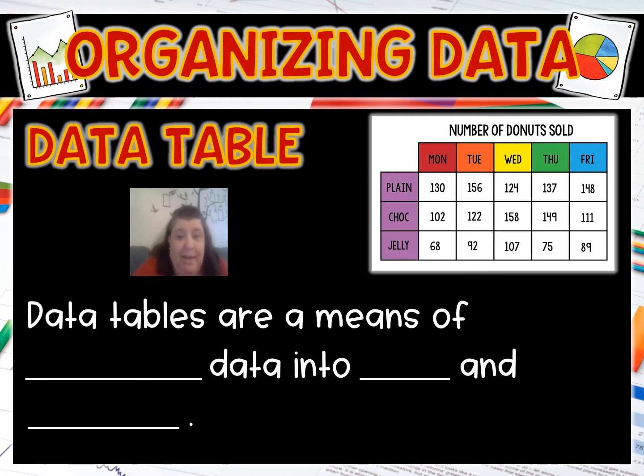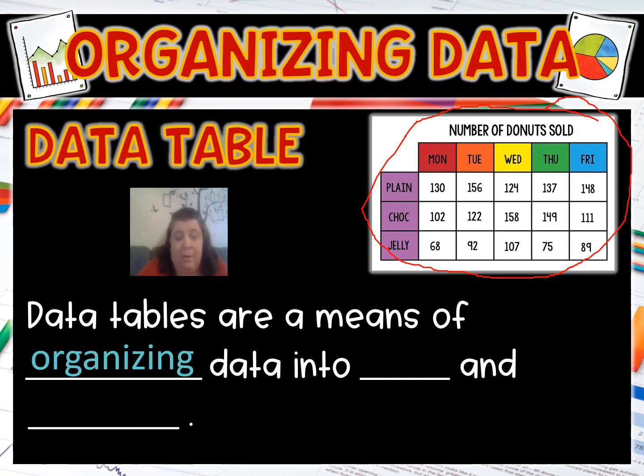So this is a data table, and we're looking at the number of donuts that were sold in a particular work week: Monday, Tuesday, Wednesday, Thursday, and Friday. Then you see they have their plain, chocolate, and jelly donuts and the number of each that is sold. So why would that be important? They would know how much productivity they needed for donuts.